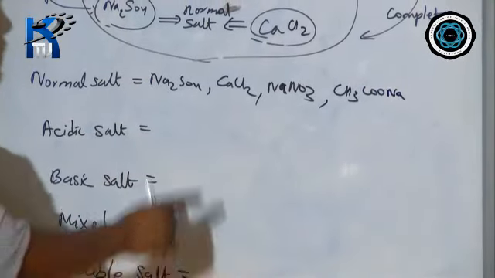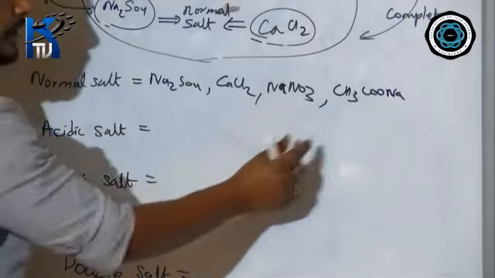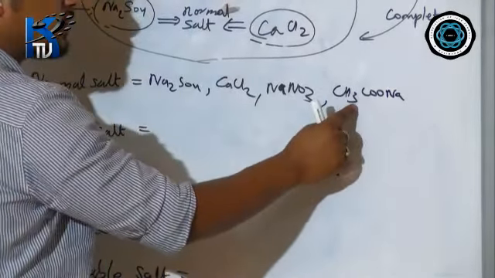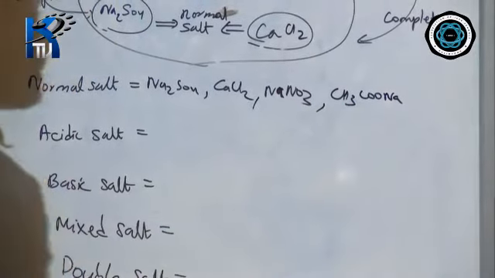But as I said earlier, a normal salt does not contain hydrogen. No hydrogen, no hydrogen, no hydrogen, but here there is hydrogen. So some of the students get confused: isn't it an acidic salt, because the presence of hydrogen is still there?